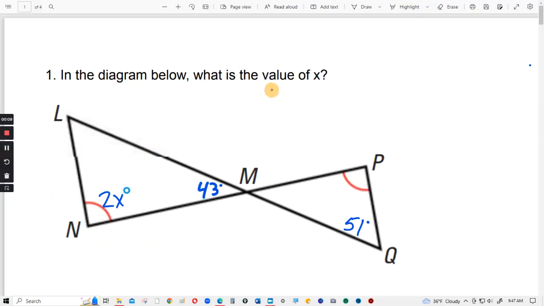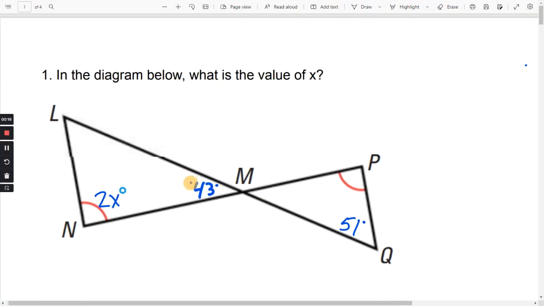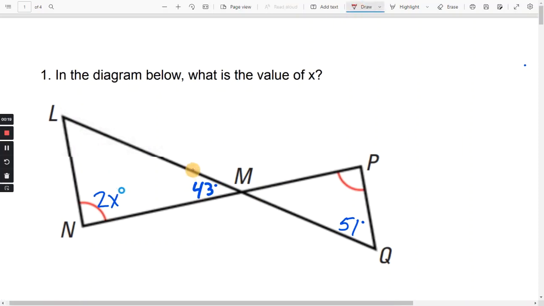Okay, here we want to solve for the value of x. We have vertical angles right here. So if this angle is 43, then this angle will also be 43. And we can see this angle is congruent to this angle. So if this one is 2x, this one is also going to be 2x. And then we can just add the three angles inside this and set them equal to 180.